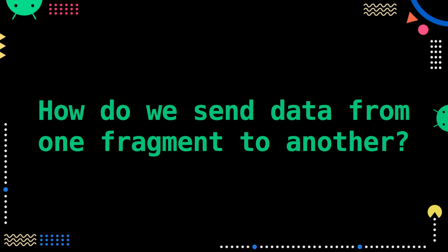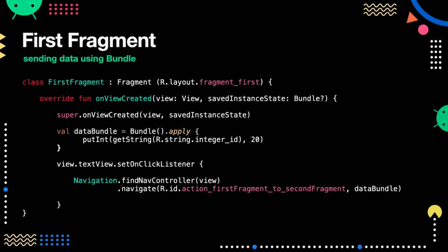There are two options. One is using a bundle, and the other is using SafeArgs, which is a Gradle plugin for navigation components to pass data between destinations. So let's look at the example of sending data using a bundle. It's the same code. It's just that now we are passing data to the second fragment. We have made a bundle and put the integer 20 there, associated with an integer ID, and we have passed that bundle. Basically, in the navigate function, as a second parameter, we pass this bundle.